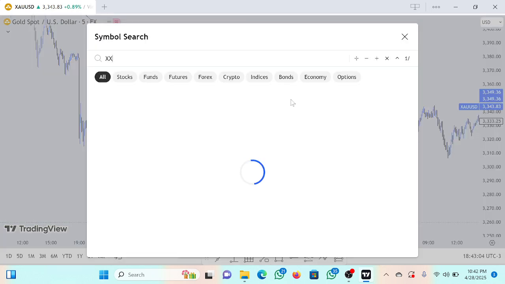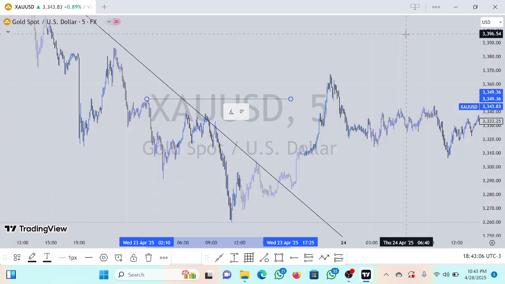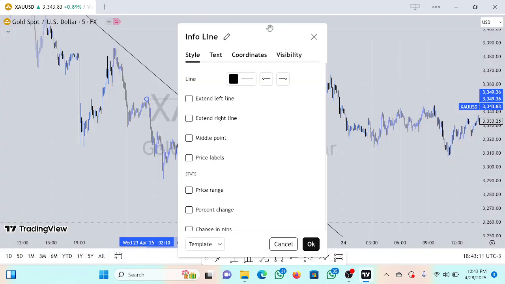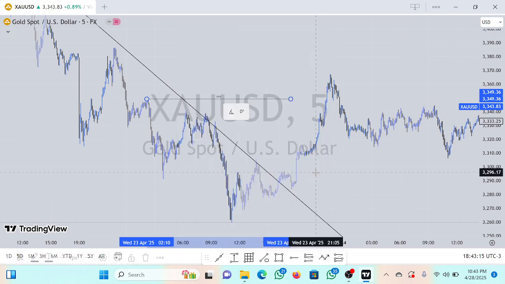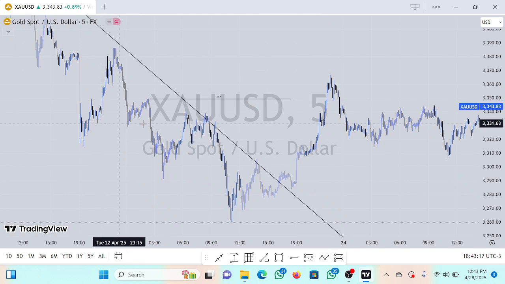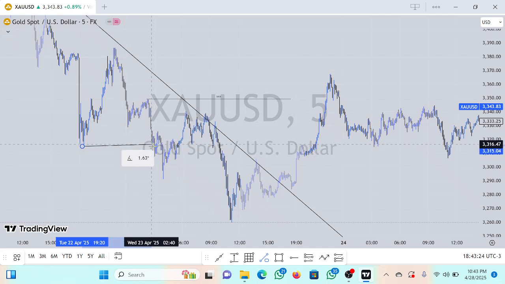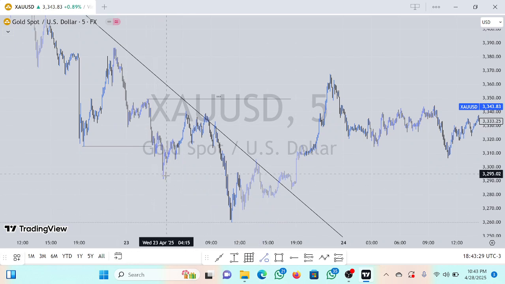I have this clear inducement here. I have this break of structure. I have a clear break of structure to the downside, which shows that we're actually on a downtrend. I have another clear break of structure to the downside.